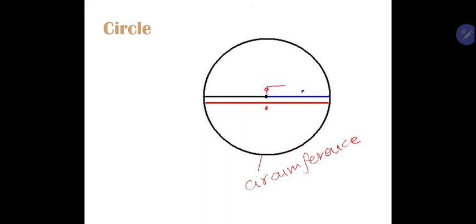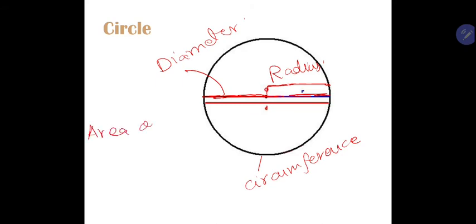This blue part here, from the center to one point of the circle, is called the radius. And if you double the radius, like this one, that becomes the diameter. Two important things that you need to know. One is the area of the circle, and the other thing is the circumference of the circle.